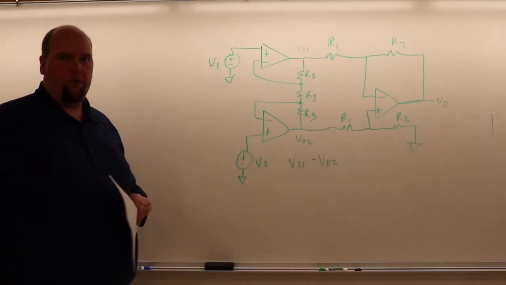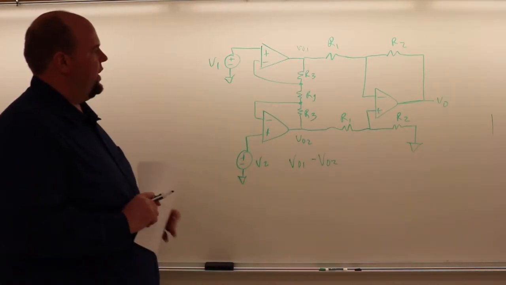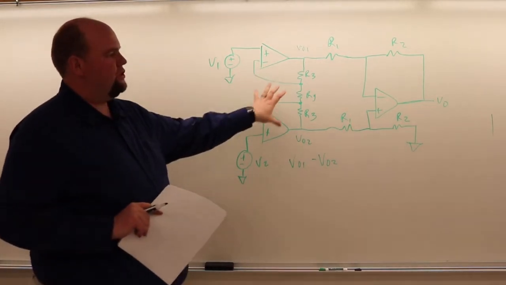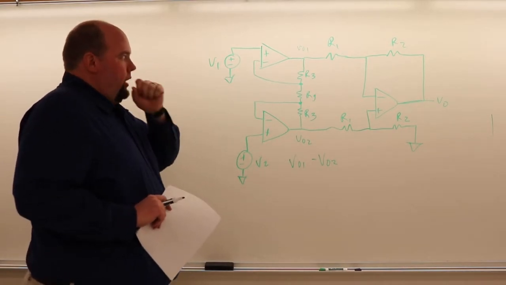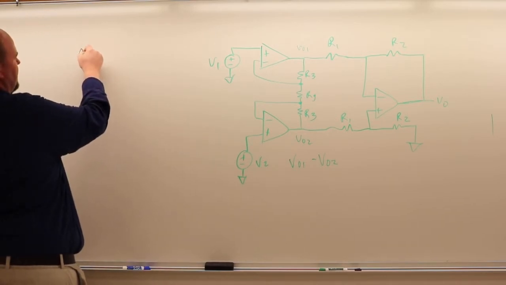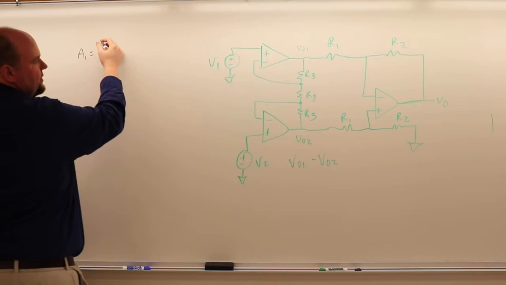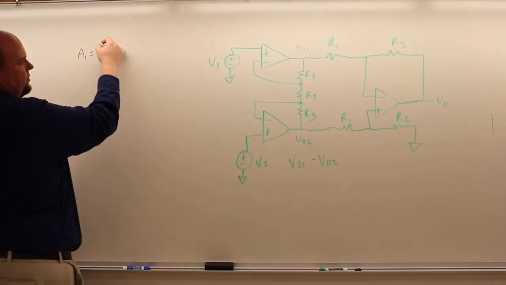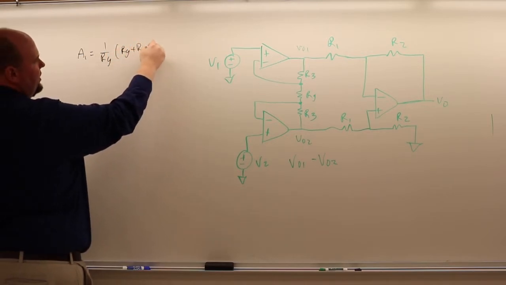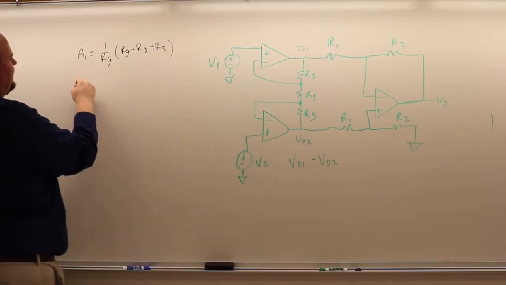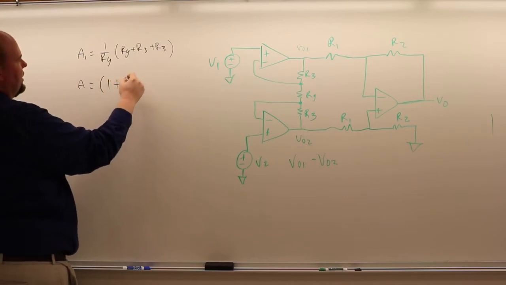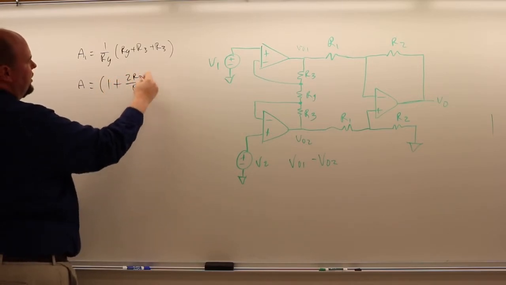Okay, clean up the board a little bit. Let's look at the equation for this circuit for the overall gain of this amplifier. The nice thing about this is we can view it as a two-stage amplification process. We have some gain of this initial stage, and we already knew what that was. The gain of the initial stage was 1 over Rg times Rg plus R3 plus R3. We can rewrite that as A1 is equal to 1 plus 2R3 over Rg.